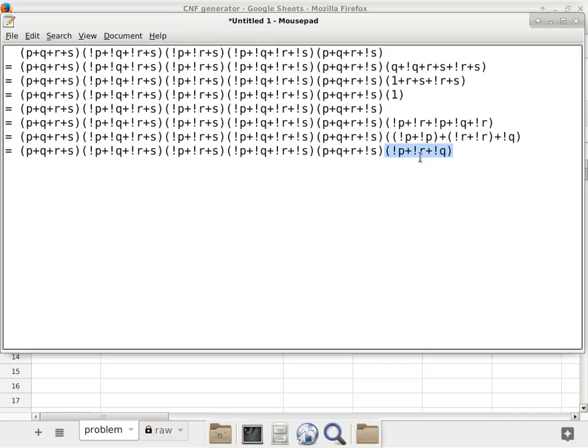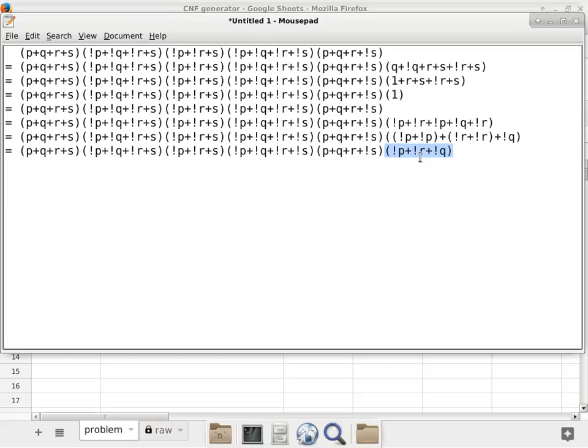Are you allowed to use a resolved variable with an existing one? Like, can you use the one we just created, not P, not R, S? Yes. It is now a part of the pool, but remember, you cannot resolve 2 variables in one shot. You can only resolve with 1 variable each time.